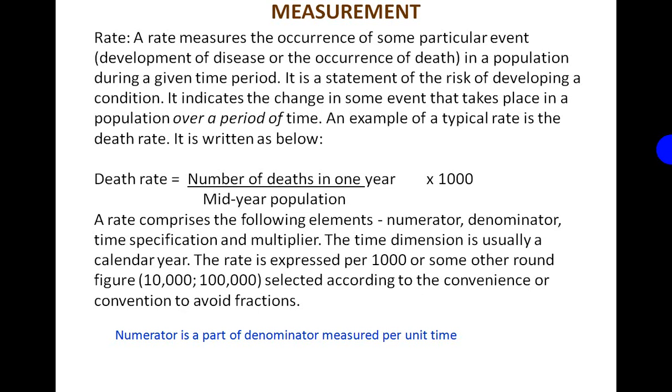A rate comprises the following elements: numerator, denominator, time specification and multiplier. The time dimension is usually a calendar year. The rate is expressed per 1000 or some other round figure, 10,000 or 1 lakh, selected according to convenience or convention to avoid fractions. Numerator is a part of the denominator, and it measures per unit time.